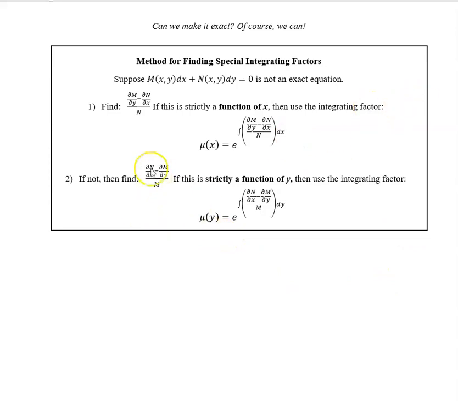If that doesn't work, try finding the partial of N with respect to x minus the partial of M with respect to y, divided by the M expression. And if that gives you a function that's strictly in terms of y, then the integrating factor becomes e to the integral of that expression dy. Of course, if that doesn't work, then we'd have to find some other method.